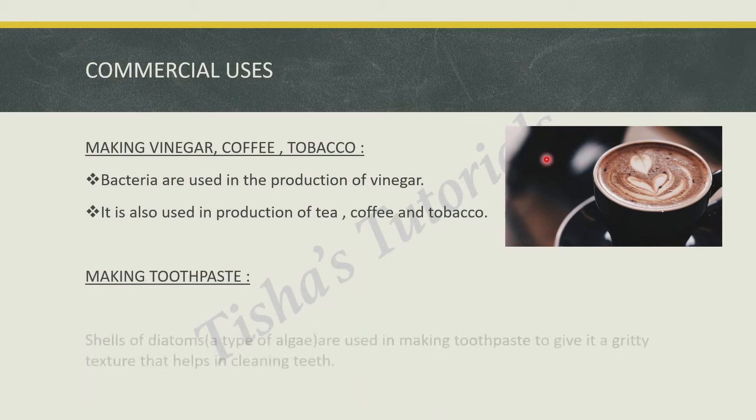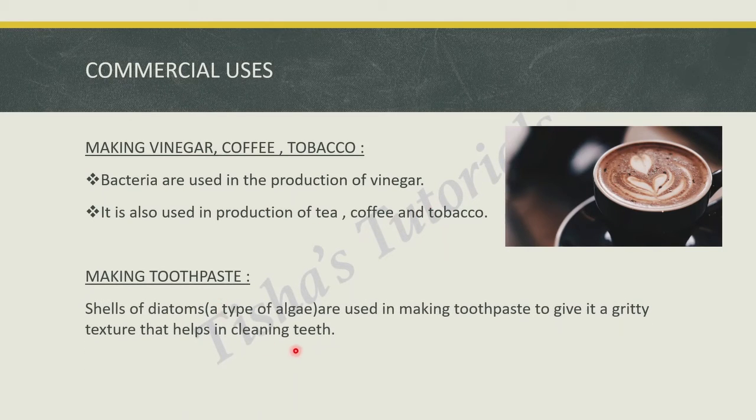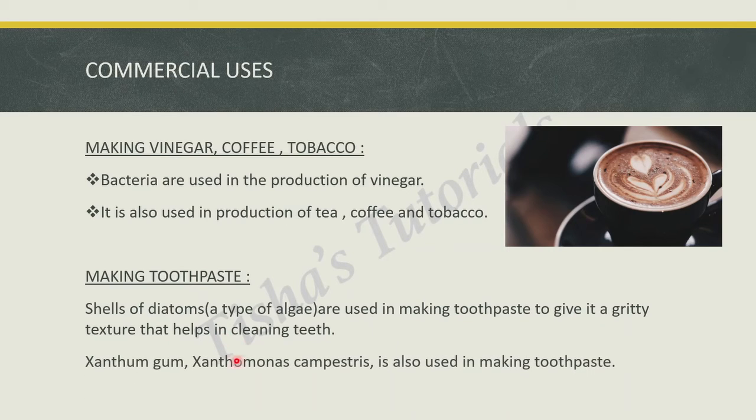Making of toothpaste also involves use of shells of diatoms, which are a type of algae. These algae are found in colonies. They are used in making toothpaste to give it a gritty texture that helps us clean teeth. Xanthan gum, from Xanthomonas campestris, is also used in making toothpaste.